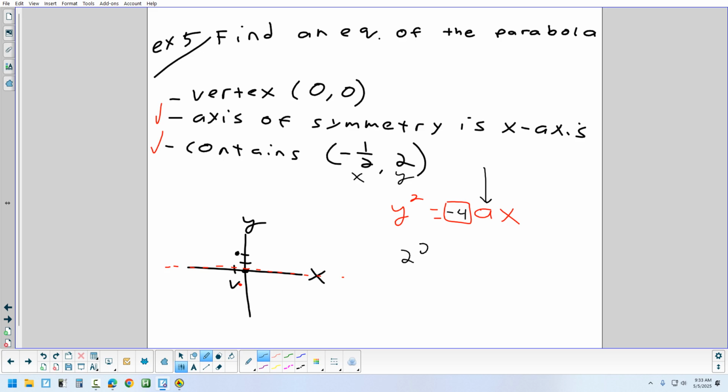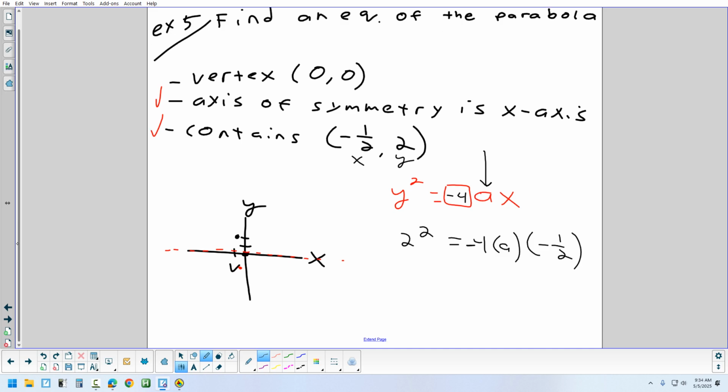So y is 2. A we don't know. -4, that's part of the equation, and x is negative a half. So let's simplify and solve for it. What's negative 4 times negative a half? Right? 2. So we get 4 equals 2a, which means a equals 2. All right. Now we know a is 2.